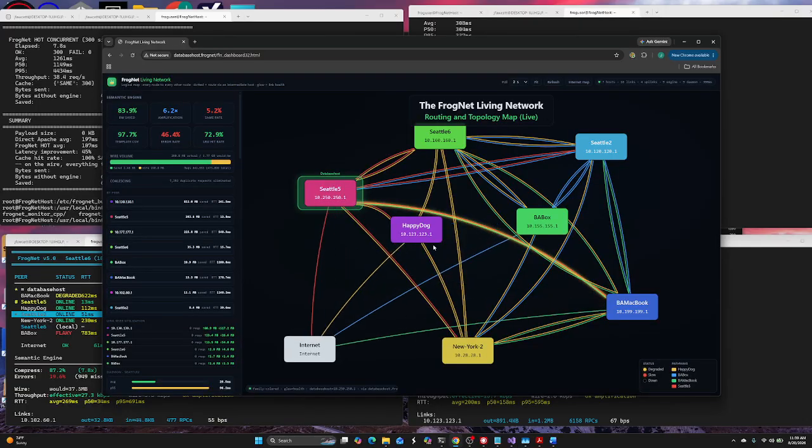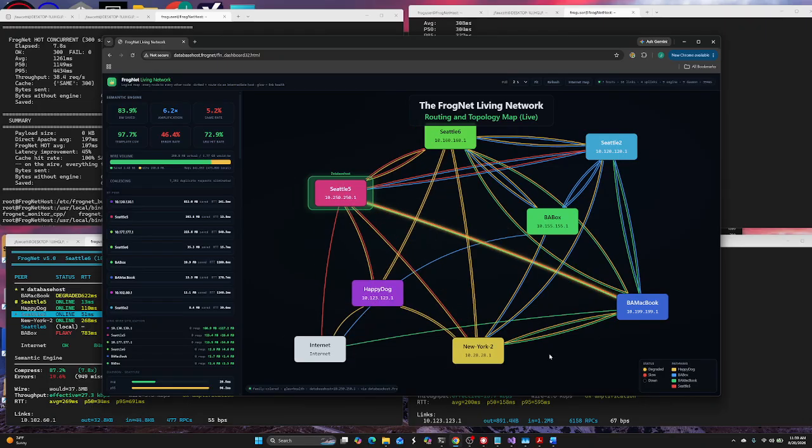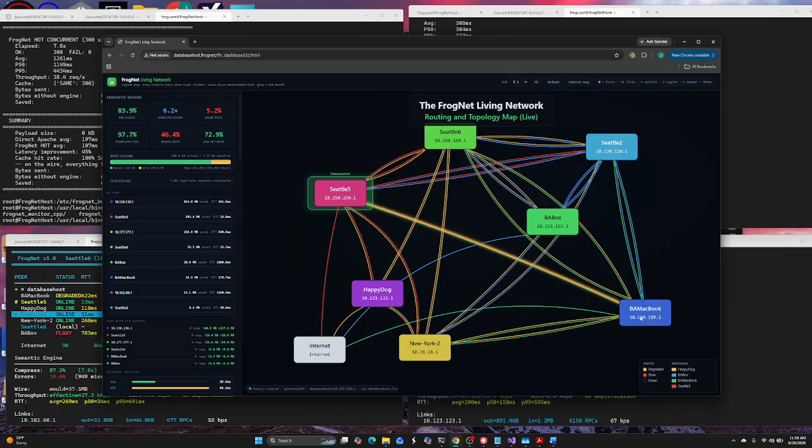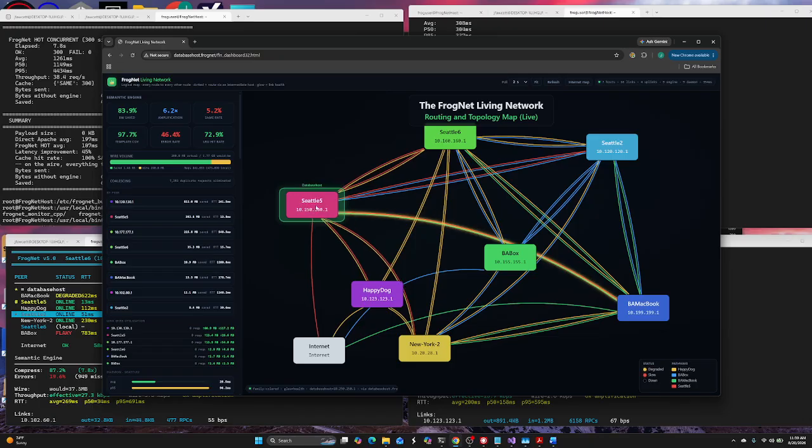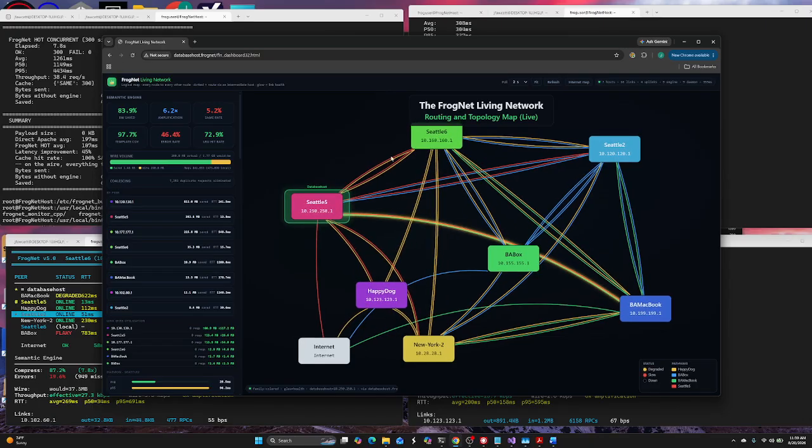So here's your internet egress. Here's New York. Here's the other New York. Here's the third New York, and here's the fourth New York. And then these three are the Seattle machines, Seattle 2, 5, and 6. And these lines represent the logical connections between the machines. So this is a routing and topology map. And this is generated live.